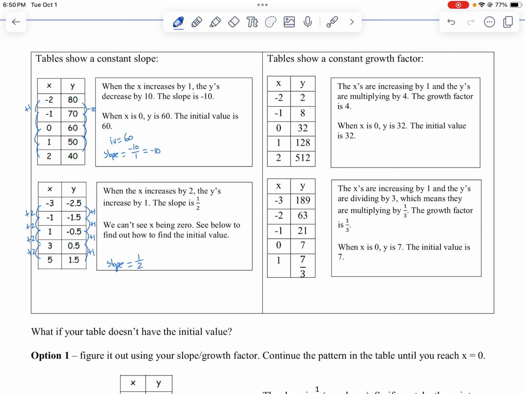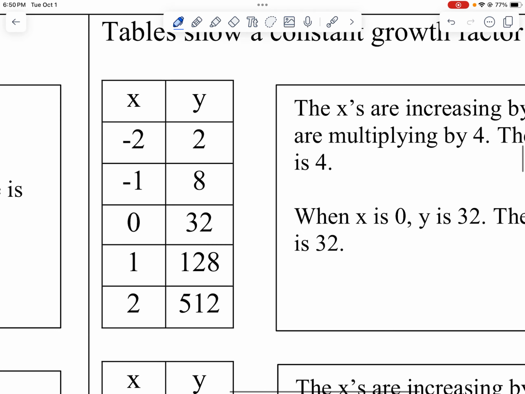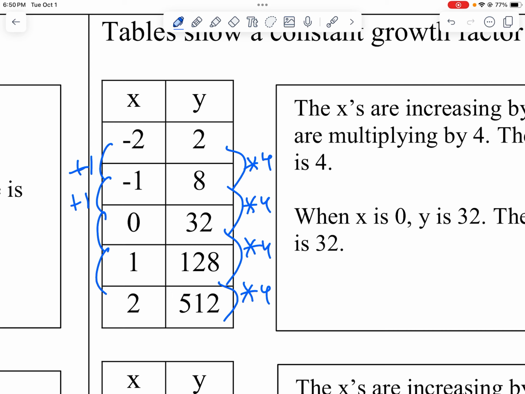And so, yeah, with linear tables, sometimes you don't have your initial value. You just have to figure it out. If you look at your table and notice it has a multiplying pattern, like the x's are adding 1 each time, but your y's are not adding the same thing, right? It's not plus 6 every time. It's doing something bigger. In this case, this one's times 4. If you have a pattern of times 4, that means it's going to be exponential. And this here is going to be your growth factor. So my growth factor is 4. And then, again, I can find my initial value just by looking where x is 0. So my initial value in this case is going to be 32.